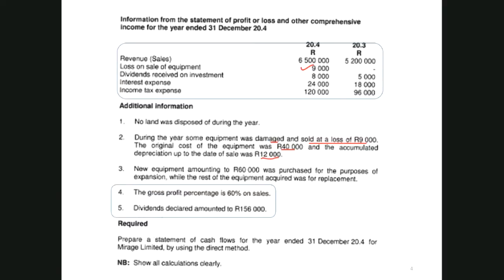We already know that new equipment of 60,000 was purchased for the purposes of expansion. While the rest of the equipment acquired was for replacement, the trick here is they don't tell you how much was acquired. So that's also why we have to reconstruct the equipment account. So let's go back to the ledger accounts for equipment.